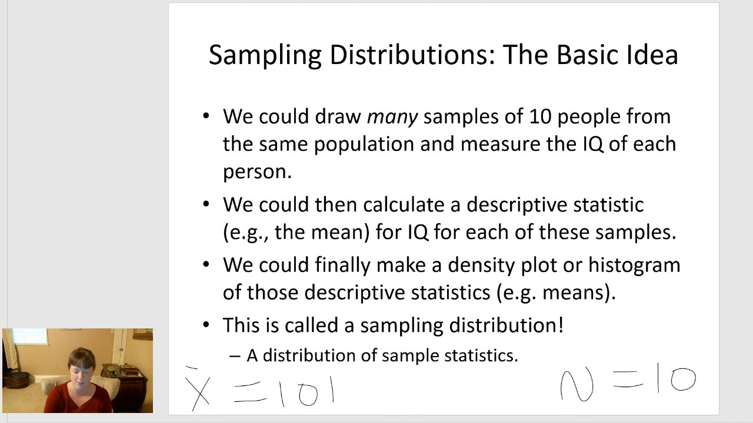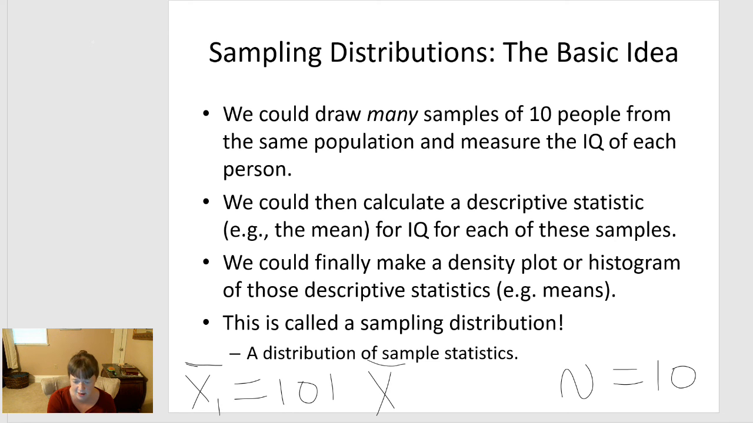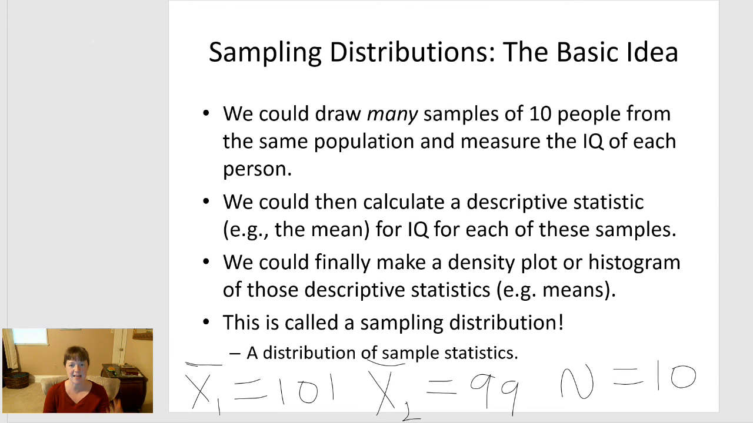Then I grab another sample of 10 people. So we'll call this X bar 1. Let's grab another sample of 10 people. We'll call this X bar 2. Let's make it 99. And I do this again and again and again, where I grab 10 people, calculate their average IQ, and then I toss them back. And then I grab 10 people, calculate their IQ, and then I toss them back. And then I grab 10 people, and then I calculate their IQ, and then I toss them back.